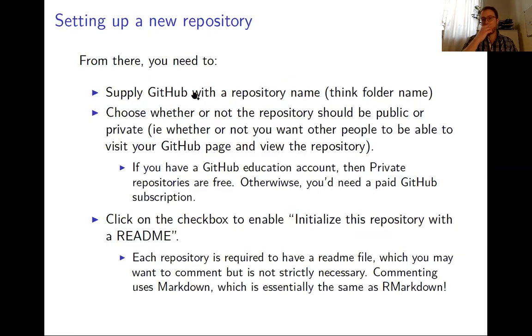From there, you tell GitHub how you would like to call your new repository, whether it should be public or private. And if you're using a free version, it only allows you to make a public repository unless you have an education account, which you can get if you use your university address to sign up. And then you initialize your repository with a README. A README is just a short description of the project.